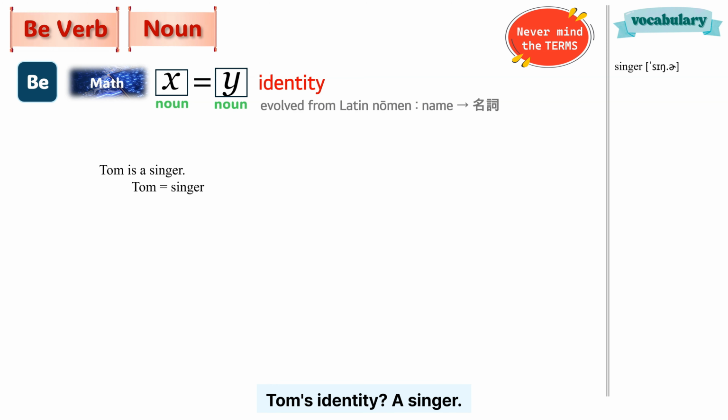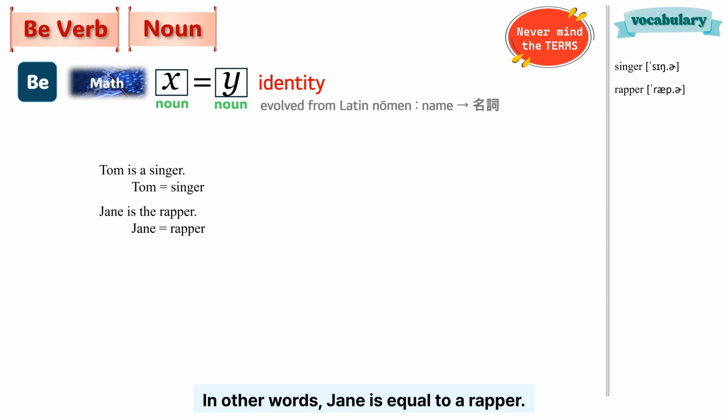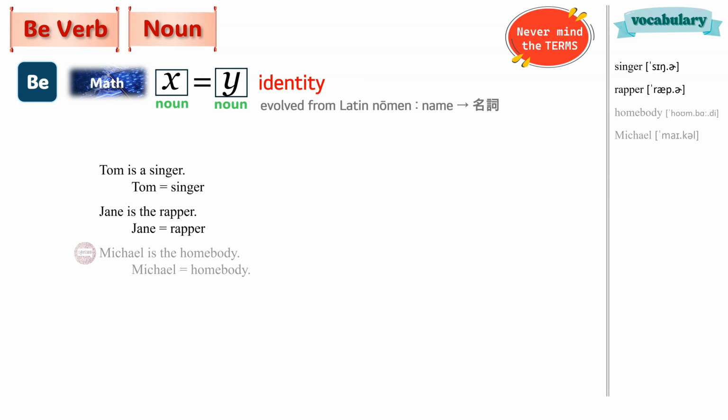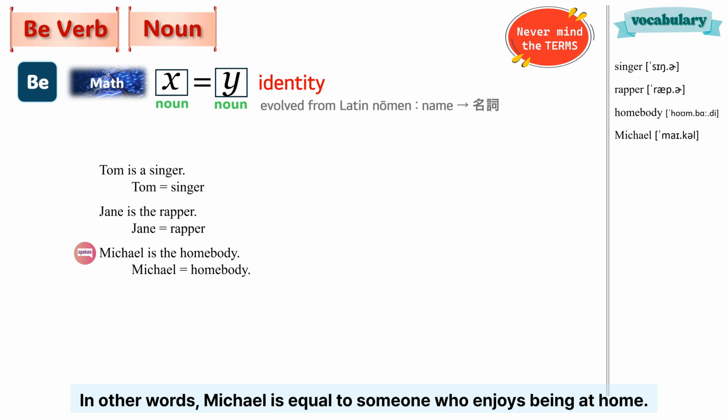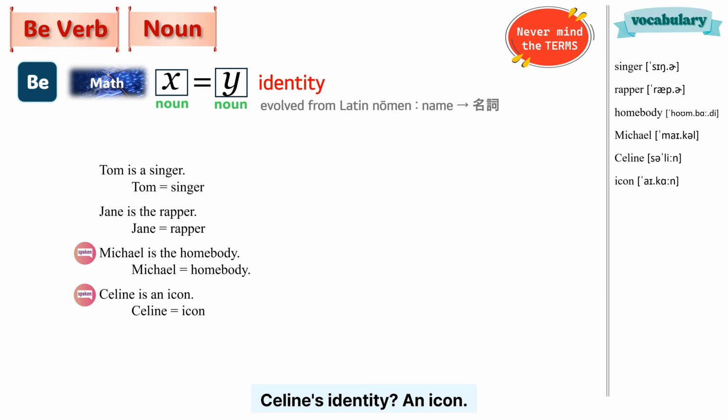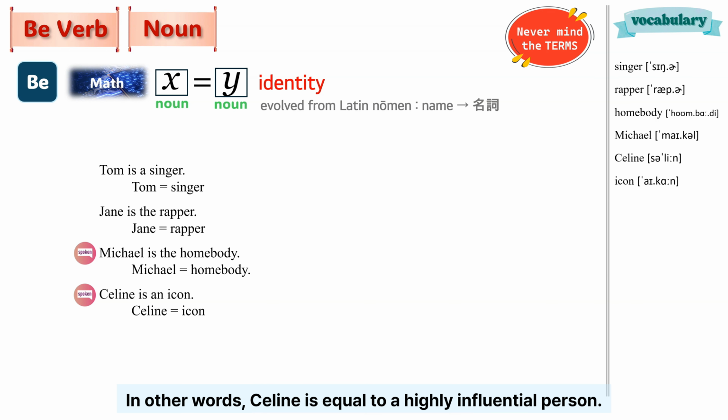Tom's identity, a singer. In other words, Tom is equal to a singer. Jane's status, a rapper. In other words, Jane is equal to a rapper. This little red circle here shows that it's in spoken style. Michael's identity, a homebody. In other words, Michael is equal to someone who enjoys being at home. Celine's identity, an icon. In other words, Celine is equal to a highly influential person.